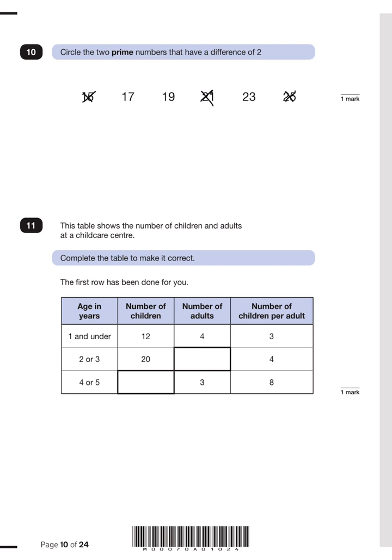Now a difference of 2. To get from 17 to 19, we add 2. That's a difference of 2. So we need to circle 17 and 19.